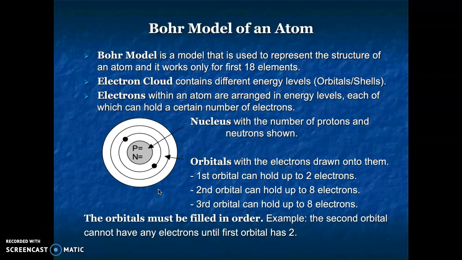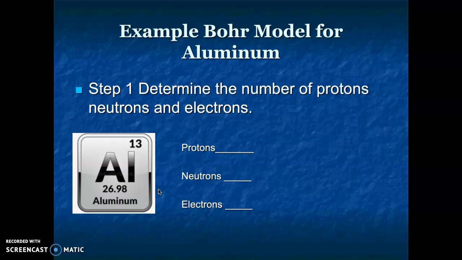So now I'm going to go to an example. And the example that we are going to do is aluminum. So step number 1 is determine the number of protons, neutrons, and electrons for aluminum. And I see that I have my best friend out. And by the way, you will need your periodic table or your best friend while you do the work a little bit later after I'm done with the notes. So make sure that you've got your periodic table out.